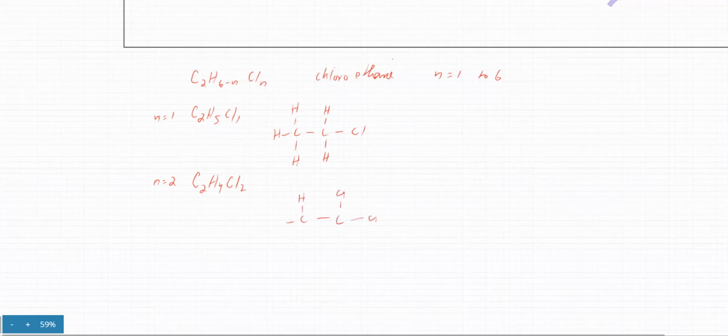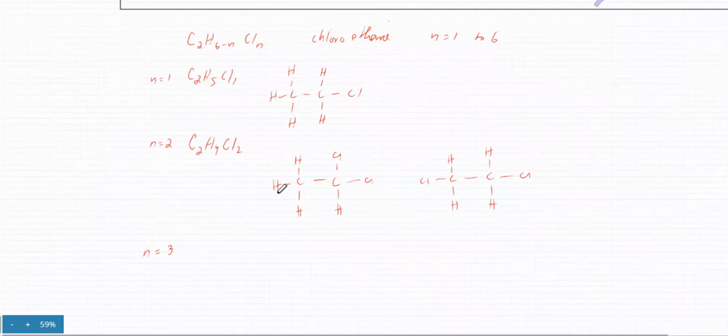Achha, can there be another isomer of this? Yes, we can attach the Cl on the other carbon. So you could have a Cl on this carbon atom and a Cl on this carbon atom. And no more. I mean, if you put the 2 Cls on the left carbon atom, it's going to be the same molecule.